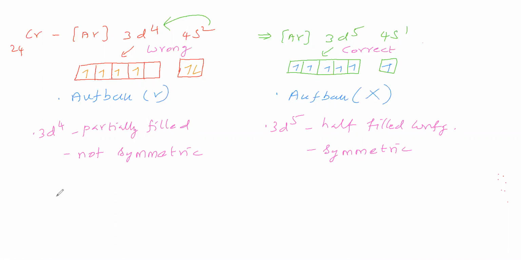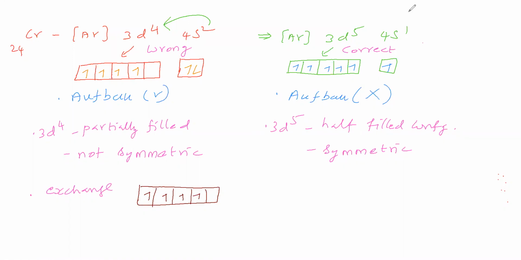Next we will see exchange. We will see how many exchanges are possible. Here 3d4 is there, so we will take 3d4. In 3d4, how many electrons are there? 4 electrons are there. Those 4 electrons we have written.